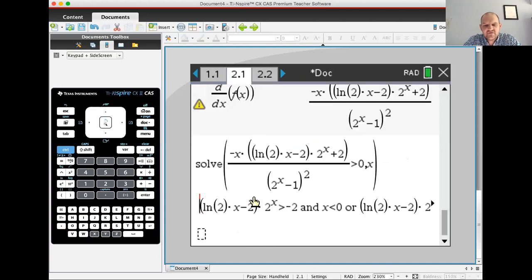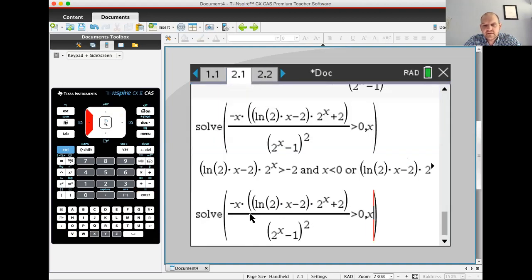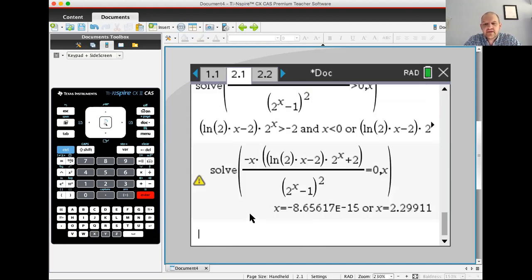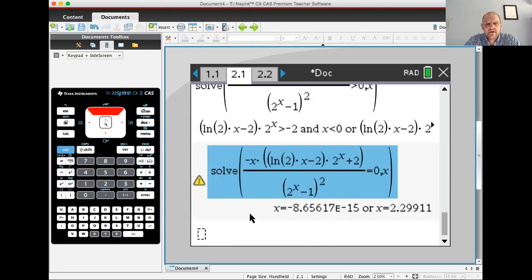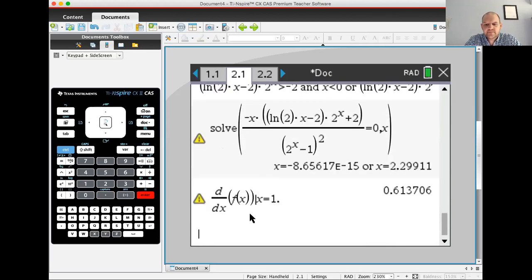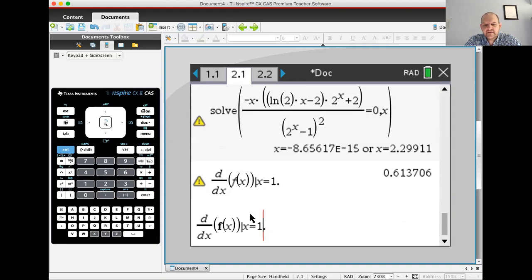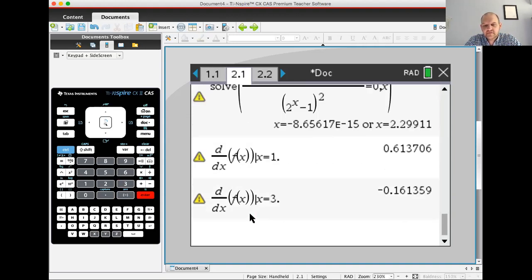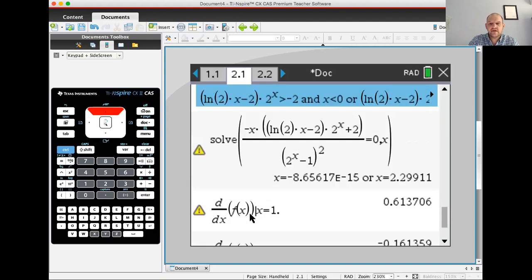What if I ask it to solve equals? Can you find the values? There we go. Okay, so equals 0. And then we can do a sign chart, sort of, right? I just need to know at 1 and then something bigger than 2. Such that x equals 1. And then 3.